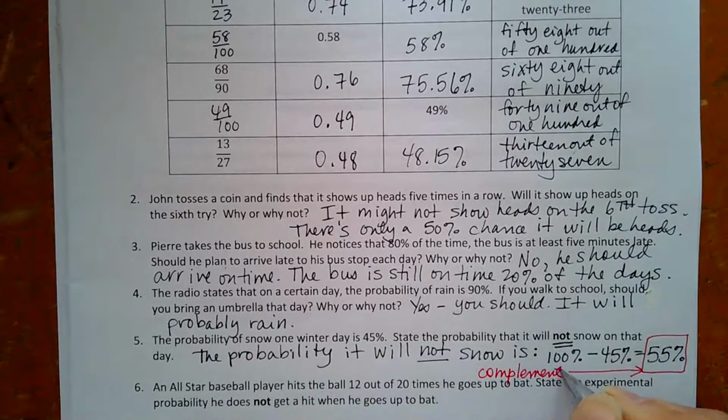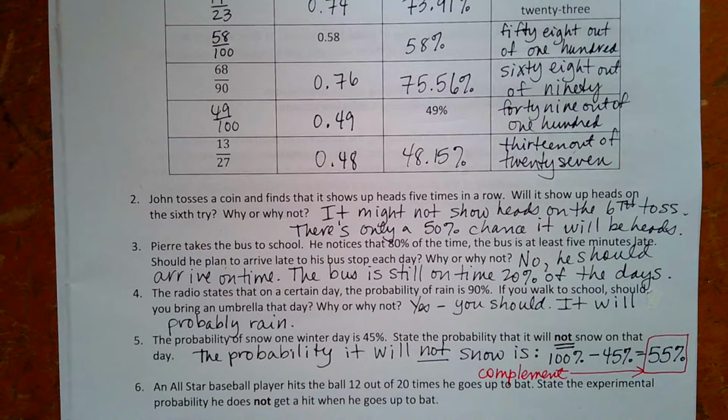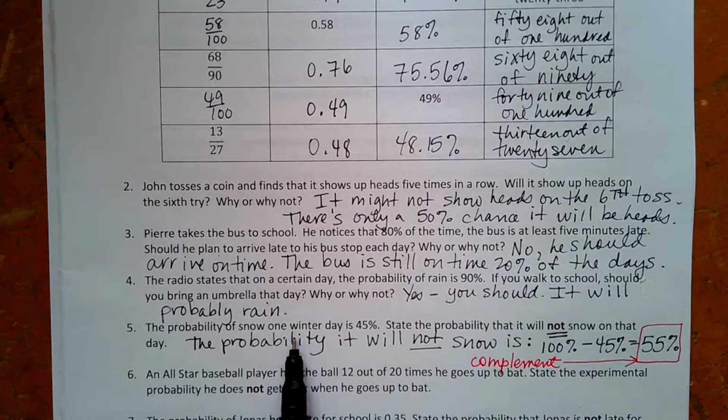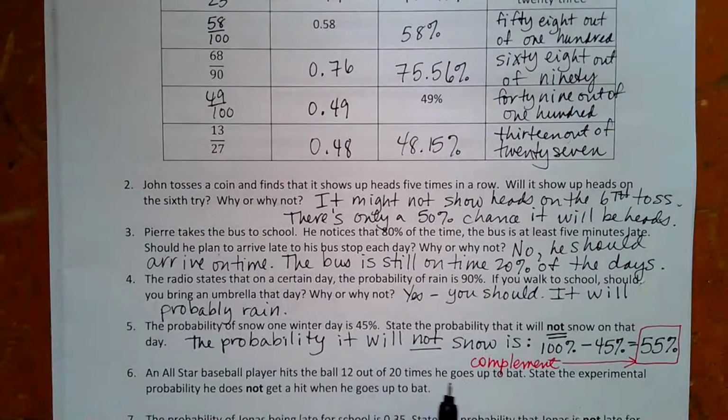That word complement looks kind of like the word complete is found inside complement, and it's the leftover that would complete the whole set. The whole set of the events of snow and not snow is 100%. So if I take the 45 out, we're left with the 55%. Right? So if you're given a probability of an event and then you're trying to find the probability of the opposite of that event, it's the complement.